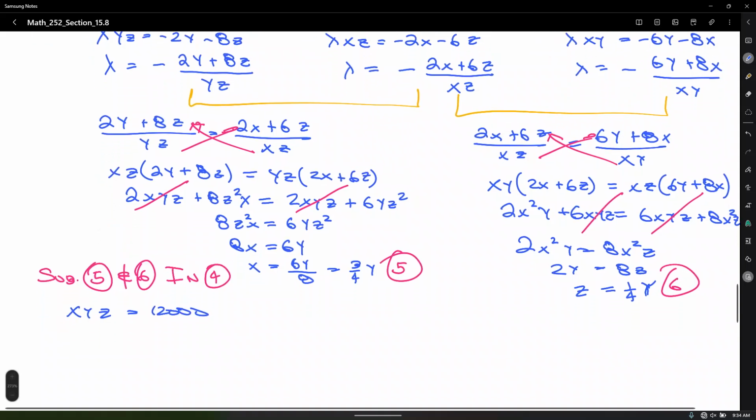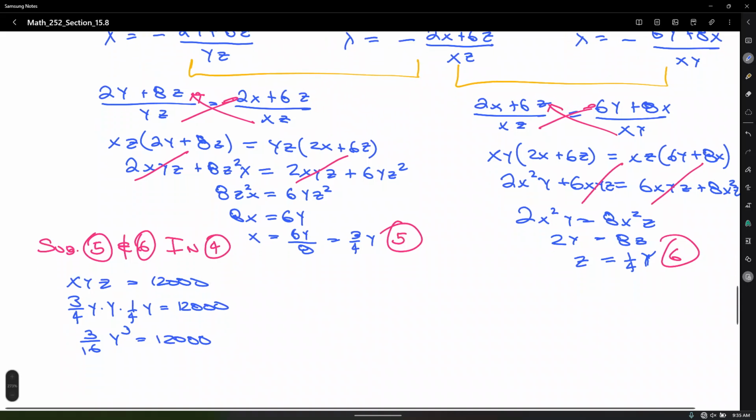I'm going to move the 12,000 to the right at once. So x, which equals 3/4 y, times the y by default, times z, which is 1/4 y, equals 12,000. Okay, let's simplify the equation before solving it. So that is going to give us 3/16 y cubed equals 12,000. And multiply both sides by the reciprocal of the coefficient, 16/3. That's going to divide out the coefficients.